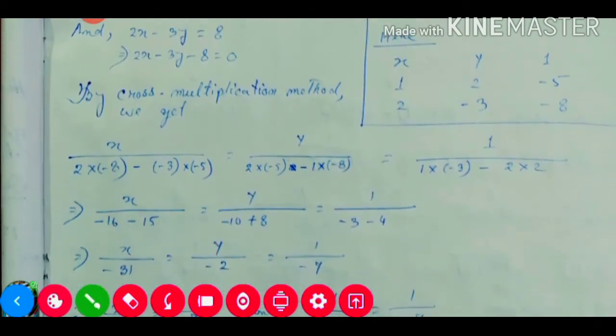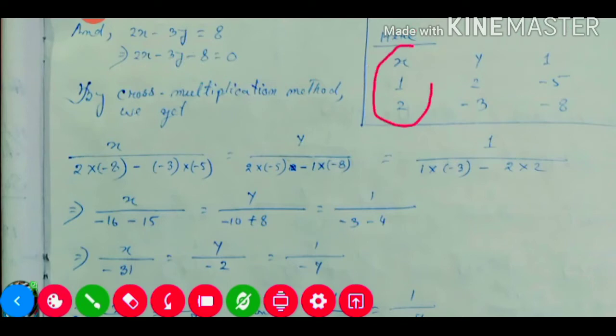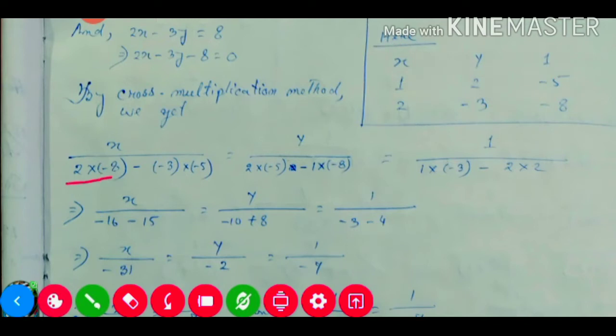In the cross multiplication method, first of all we need to write like this: x divided by, then equals y divided by, then equals 1 divided by. So when we need to find the x value, we will omit the x column and cross. Top 1 into down 1, that is 2 into minus 8. Then down 1 into top 1, that is minus 3 into minus 5. In between these two pairs, there will be a minus sign.